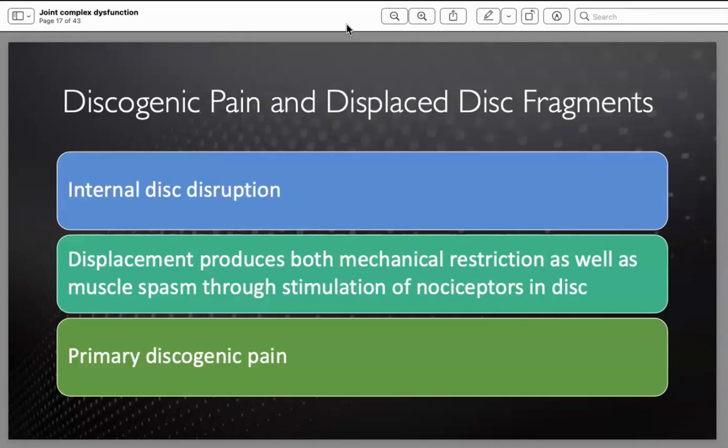It can produce mechanical restriction as well as muscle spasm, which leads towards stimulation of nociceptors within the outer portion of that disc. So that can also be a cause of some sort of joint dysfunction.